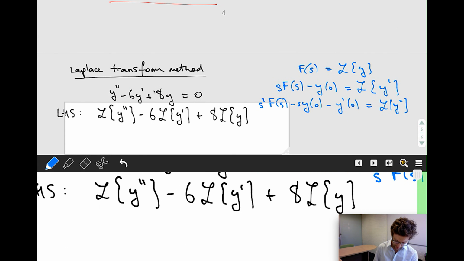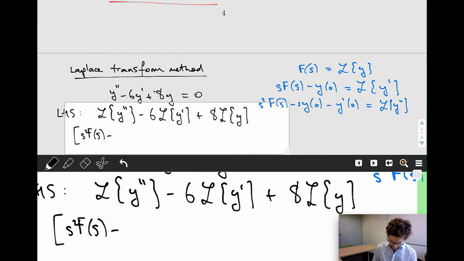So let's use this now in our differential equation. We've got the Laplace transform of y double prime. We saw that that's s squared F of s minus s times y at 0, which is 1, minus y prime at 0, which is 16.